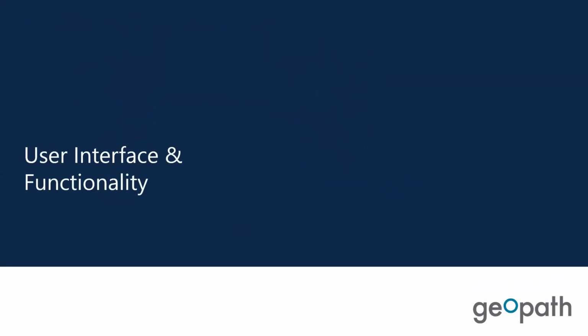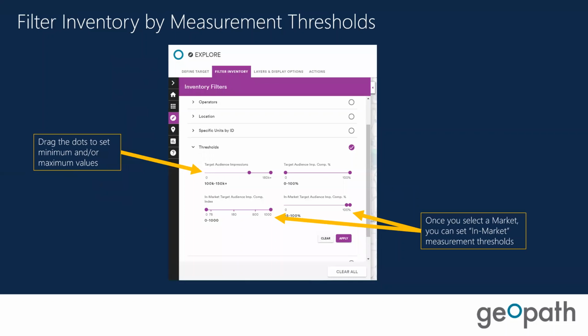So other user interface and functionality changes that happened over the course of the last month or so. If you were on the call in January, you would see me talking about these already, but I want to refresh everybody's memory on some of these changes. So in inventory filters, we've added the threshold filter here, so you can use that to guide and filter your impressions by target audience impressions, as well as impression composition percent. Note that the in-market version of those, the second line there, only shows up when you start to pick a market, and then you're able to use the slider there. And there's an improvement coming, which I'll talk about again in a moment. We're improving upon this functionality here.